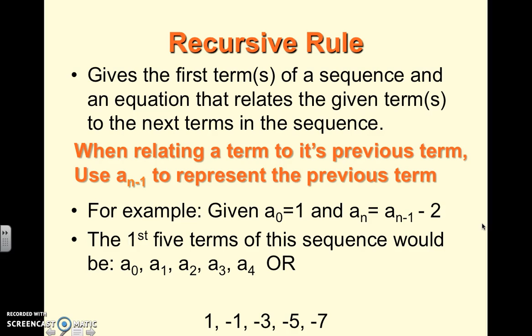So if I take 1 as my first term and subtract 2, I get negative 1. And then I subtract 2 from that and I get negative 3, subtract 2 is negative 5, subtract 2 is negative 7. And there is your sequence. Okay, so this rule is actually a little bit easier to understand because this right here is telling you what to do for each term.